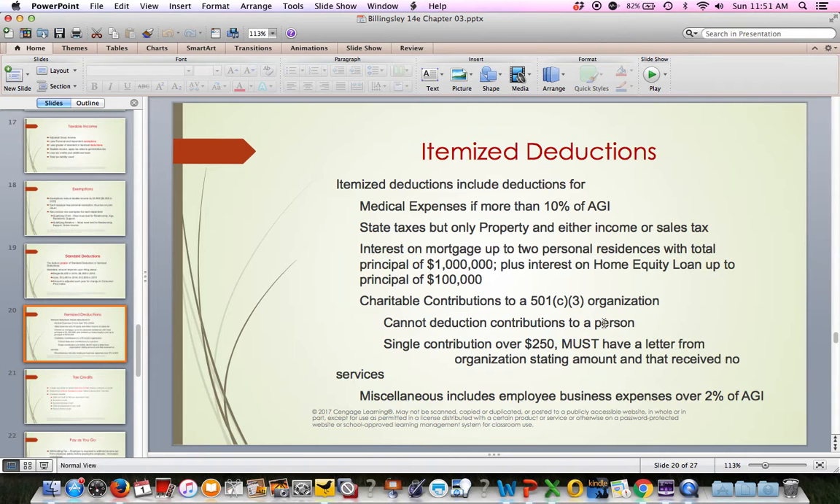For any amounts above $250, you have to have a letter from the organization basically stating that it was a contribution with nothing received. So you can only deduct amounts that you give without receiving services. If you go to a nonprofit and say, I'll give you $50 if you give me something back, you cannot deduct that. It just has to be purely, truly a gift, and that's it. And you can also include some business expenses above 2% of your AGI. And there's a whole list of deductions. Of course, if it was a tax class, there would be a couple of chapters just based on deductions.